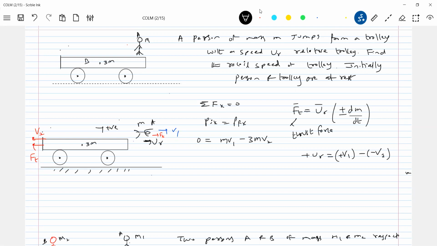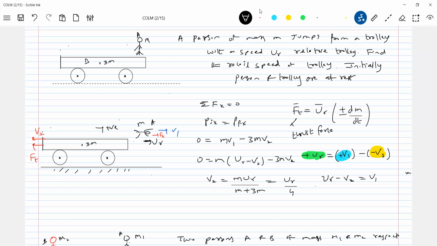Why the negative sign here? Try to see the signs here. The velocity of the trolley will be towards left, therefore it will be negative. So u_r minus v2 should be equal to v1. Let me eliminate v1: m(u_r minus v2) equals 3m v2. So v2 is m u_r by (m plus 3m), which will be u_r by 4. This is the velocity of the trolley.